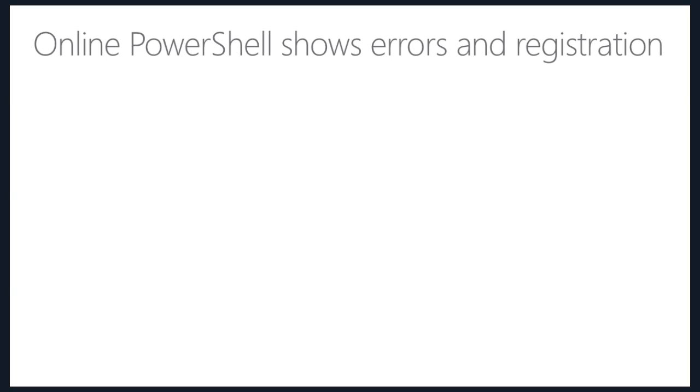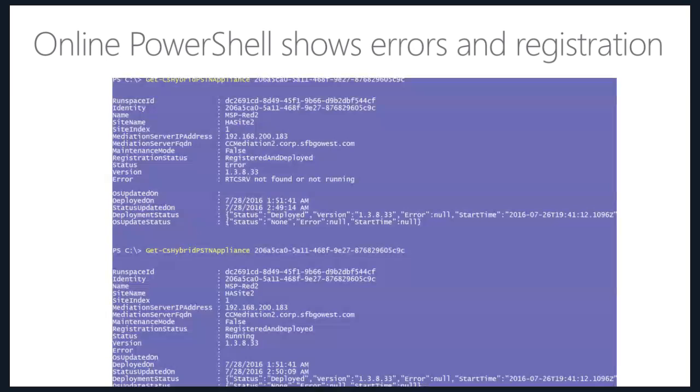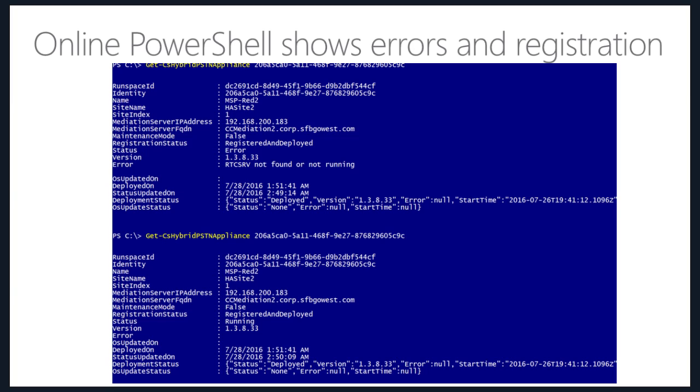Now, the neat thing about having this information and this service running is we get to see a lot of this information bubbled up into the Office 365 service. So I can run cmdlets like you see here of Get-CsHybridPSTNAppliance and actually be able to pull back relevant information on this appliance. Things such as the name of the site that this particular Cloud Connector is deployed into, the mediation server FQDNs, and more specifically things like registration status. So I can see registration status is registered and deployed. So I know that this is a properly registered appliance and it is fully deployed.